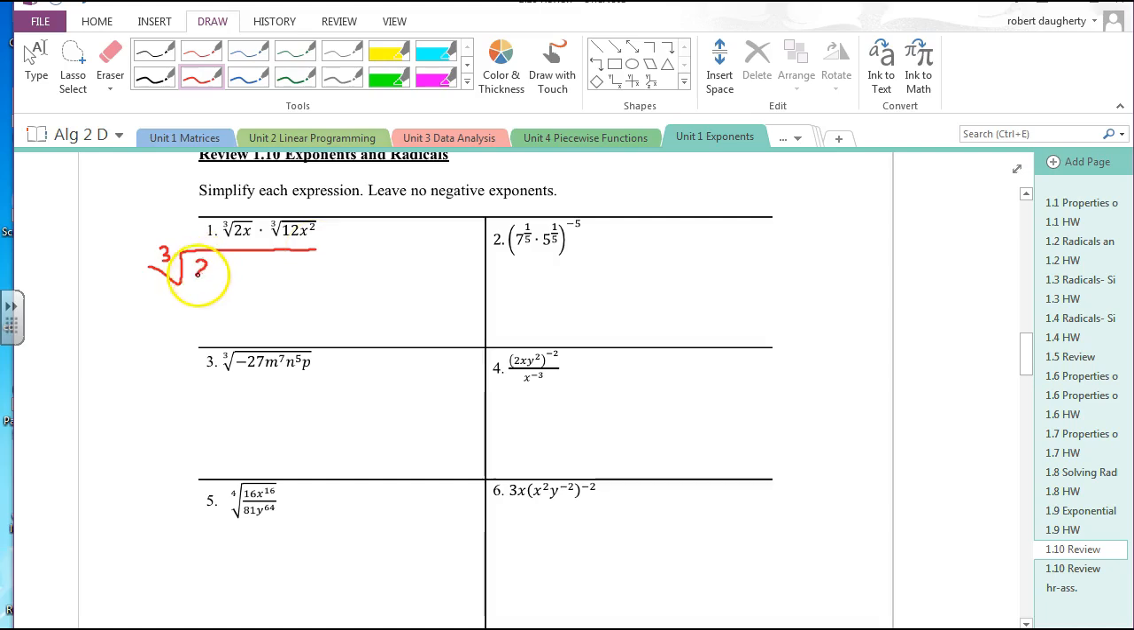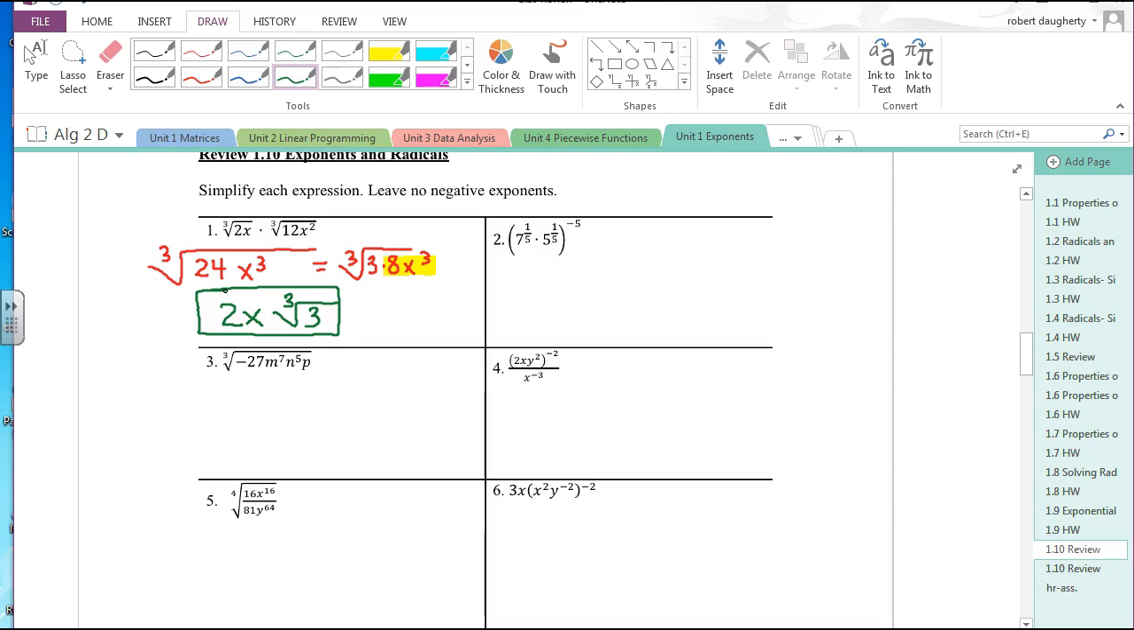So this is, what, 24x cubed when I multiply the 2x and the 12x squared. So this is the cube root of 3 times 8 times x cubed. Now I notice immediately this is a perfect cube. So if I bring that out, the cube root of 8 is 2. The cube root of x cubed is x, and what is left underneath that cube root radical is the cube root of 3.